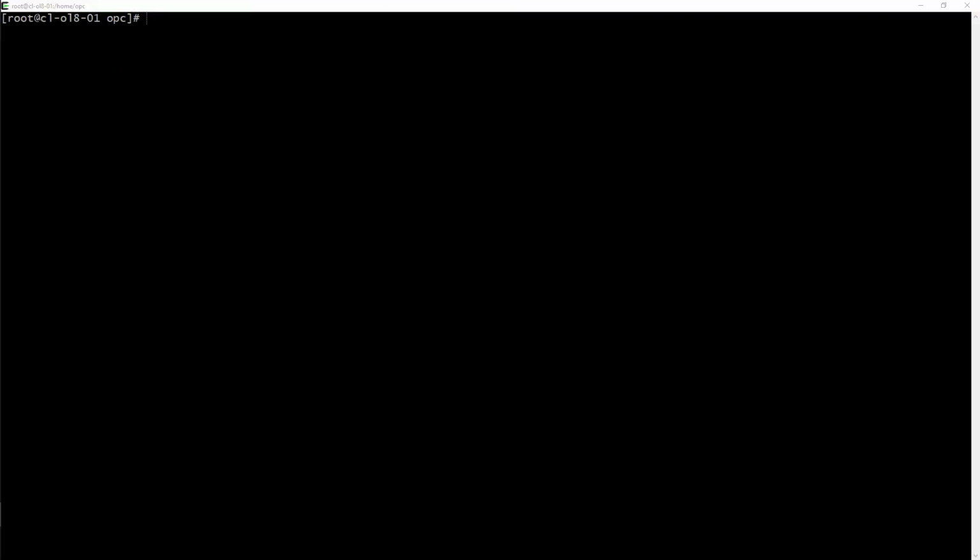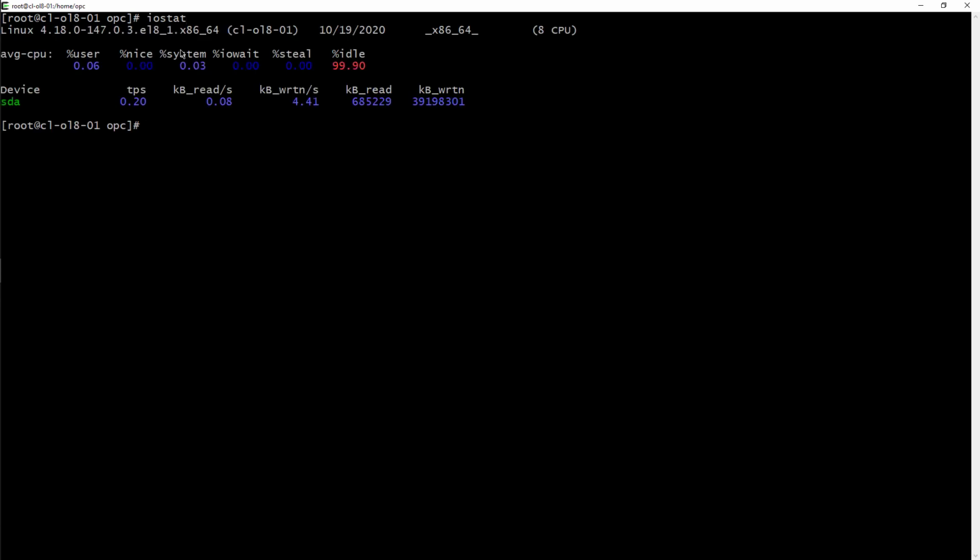The iostat command is used for monitoring system input-output device loading by observing the time that the physical disks are active in relation to their average transfer rates. This information can be used to change system configuration to better balance the input-output load between physical disks and adapters. First, as root, run the iostat command.